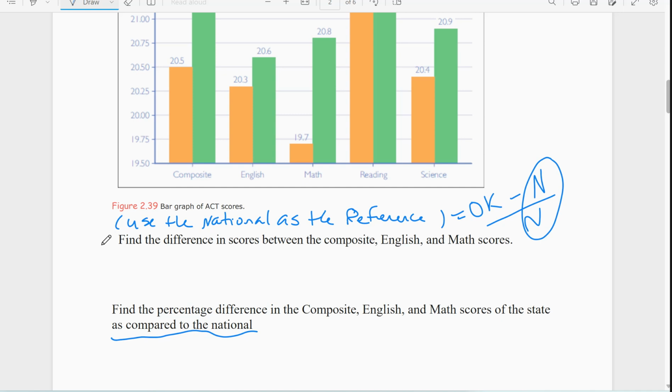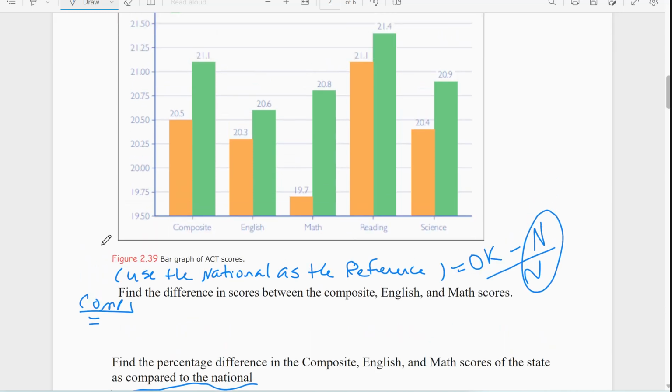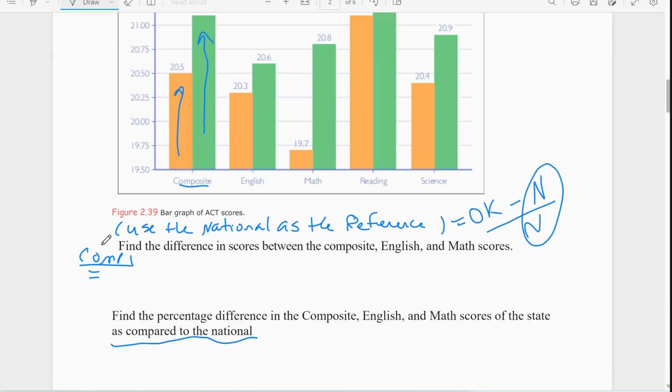So we'll start with the composite first. So the composite. So we take the Oklahoma City ACT, which is the orange, right, the composite, and subtract away the national, which is the green. So it should be the 20.5, the Oklahoma City average for ACTs, minus the 21.5, and so for the composite, it should have been a negative 0.6. The Oklahoma City average ACT average was 0.6 lower than the national average for the composite part of the test.